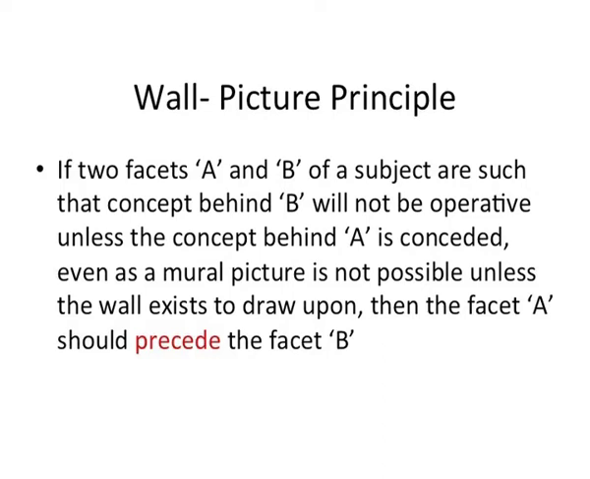Now, whether A first or B first, whether it will be AB or BA, he says if they are related to each other as a wall and a picture are related to each other, that means that the concept behind B will not be operative unless the concept behind A is conceded, even as a mural picture is not possible unless the wall exists to draw upon, then the facet A should precede the facet B. I again explain that if the facets that are to be put in a particular sequence are, for example, A and B, and they are related to each other such that B is not possible without A, then we will place A first, B second. So, this is the wall picture principle.